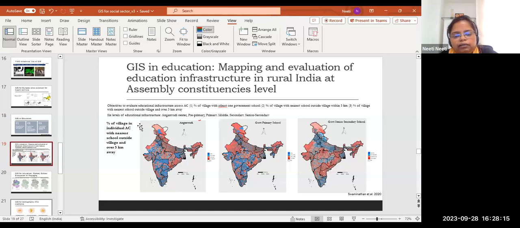So here, the objective was to evaluate the educational infrastructure, that is, whether a school is available within the village or within 5 kilometers from the village or beyond 5 kilometers.